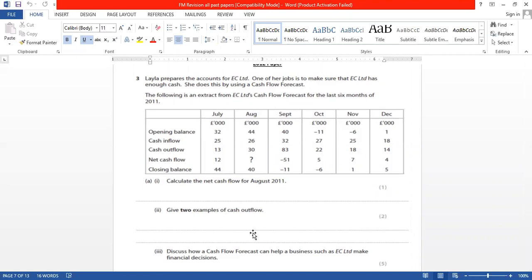So mainly, net cash flow is an easy calculation. You can see 26 minus 30 means it's a minus 4. It's minus 4,000. So the answer in your writing is minus 4,000. And for examples of cash outflows, it can be the electricity bill for the factory, and mainly the payment of suppliers for the cocoa. You must write some examples, contextualized examples.